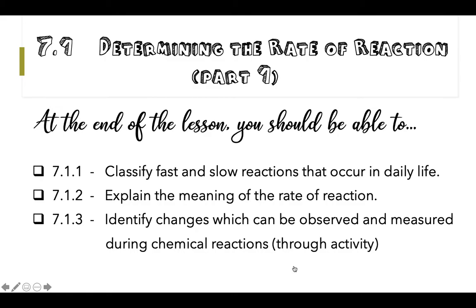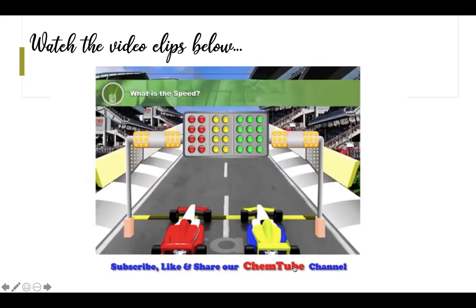In this subtopic, there are 3 learning standards that you should gain at the end of the lessons. Number 1, to classify between fast and slow reaction. Number 2, to explain the meaning of the rate of reaction. And number 3, to identify changes which can be observed and measured during chemical reaction, which can be done through an activity in laboratories. But since this is the MCO period, I guess I have to show through videos only. So sorry guys. Alright, to give you an idea of what speed is, let us watch this video together.